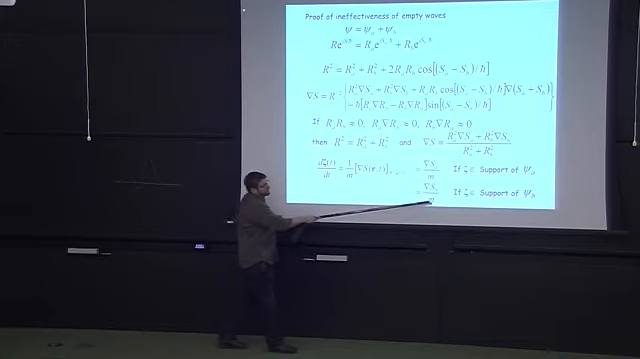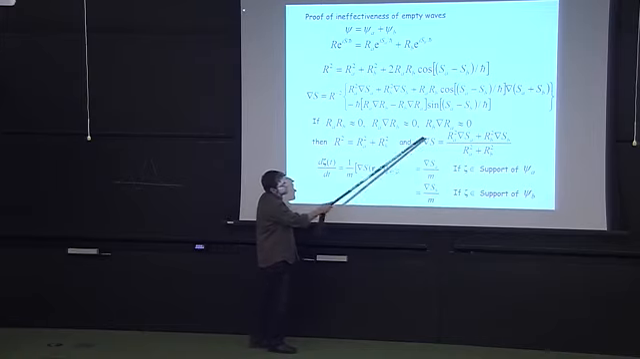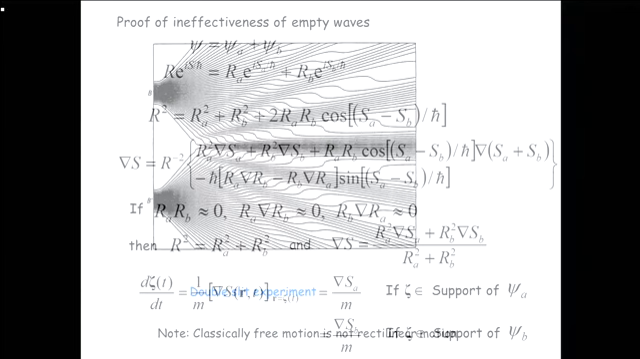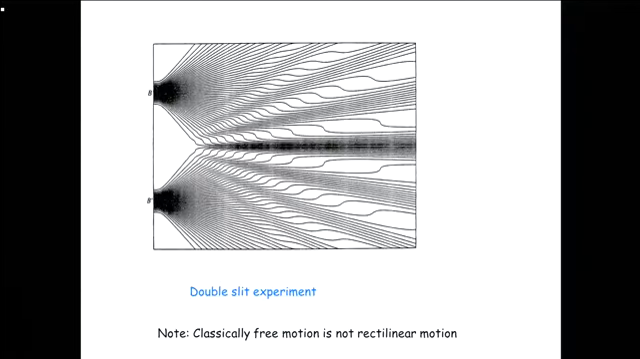And of course, if the Bohmian particle were in the support of psi B, then the same sort of calculation tells me that its dynamics is totally governed by the phase of the second component. So that's what I mean by the empty waves are ineffective. If psi A is occupied and psi B is empty, well, then the dynamics of the particle doesn't depend on the form of psi B at all. Is that clear? All right.